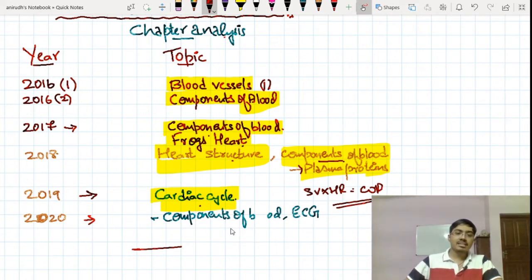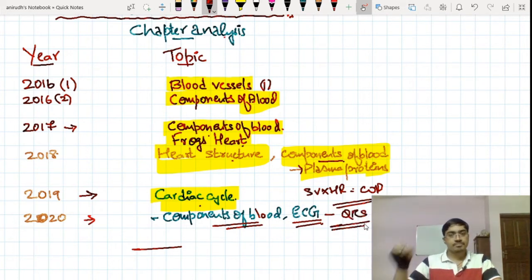Now in 2020, they had a question on components of blood, yet again another question from that, and then there was a question on ECG. ECG is a small topic, we have done multiple videos on that. So ECG here also we will be covering in the quickest way possible, and this time they asked a question on the QRS complex. So this is how NEET is asking questions from this.